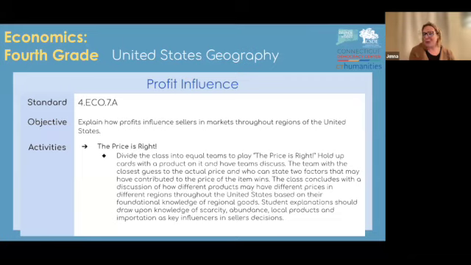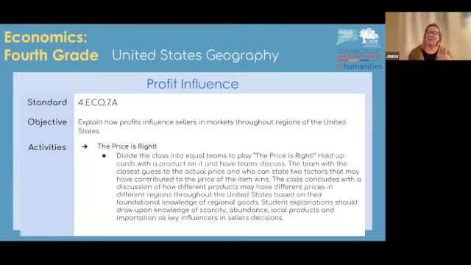So to play The Price is Right, you can divide the class into equal groups or equal teams to play The Price is Right. Hold up cards with a product on it and have the team discuss. So maybe it's a banana, maybe it's a shoe, just a good that they have, maybe that is local from the community. The team with the closest guess as to the actual price can then have to say two factors that would contribute to that price.